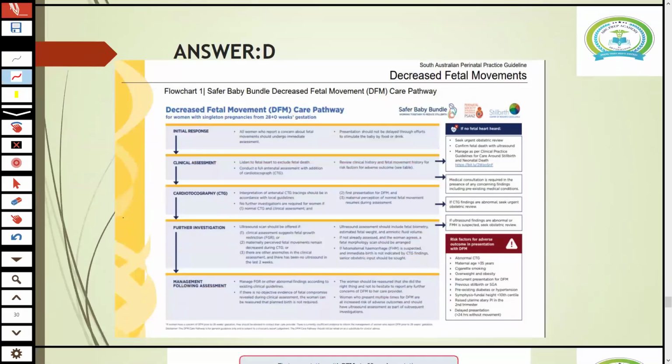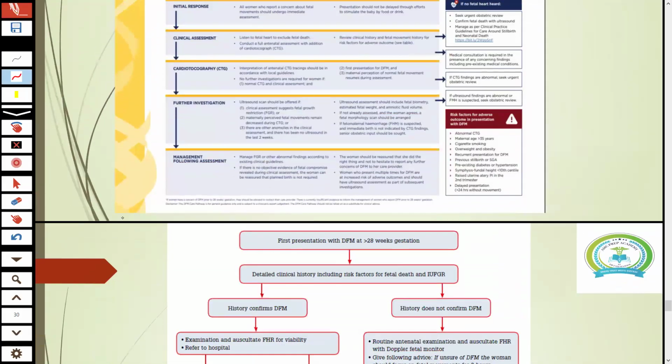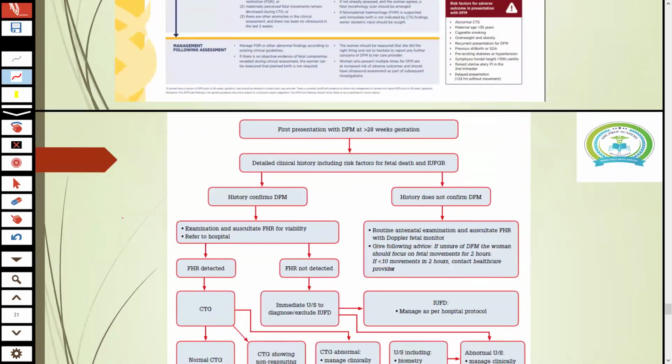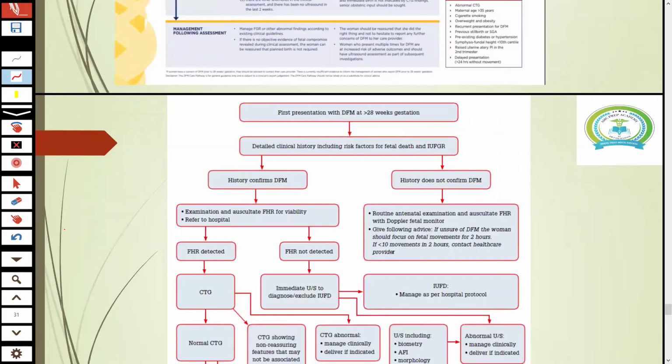This is from SAHL, but the one from RCOG is easier to understand. So let's discuss this.